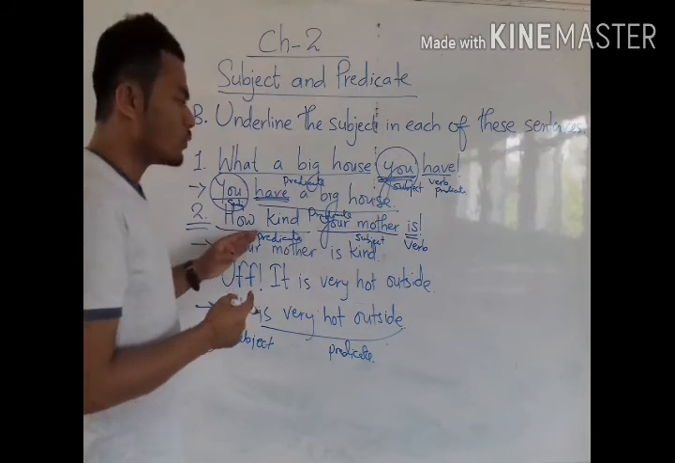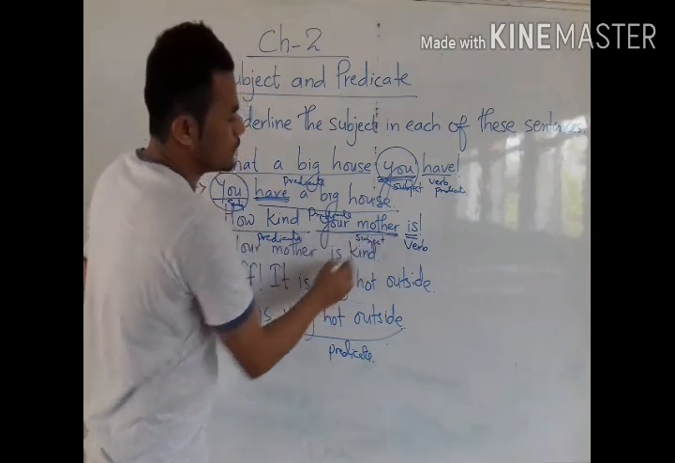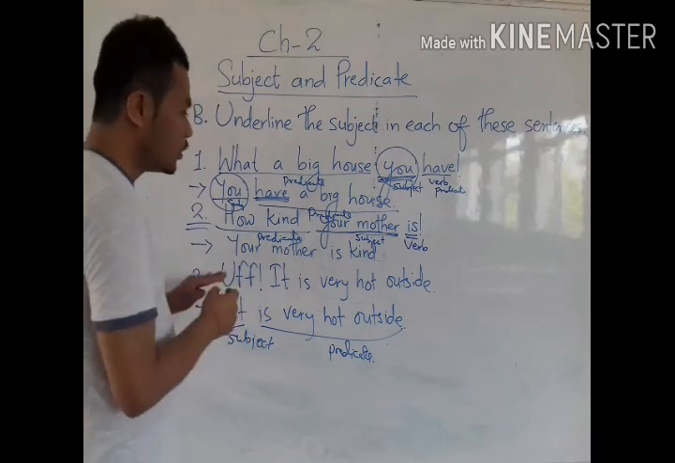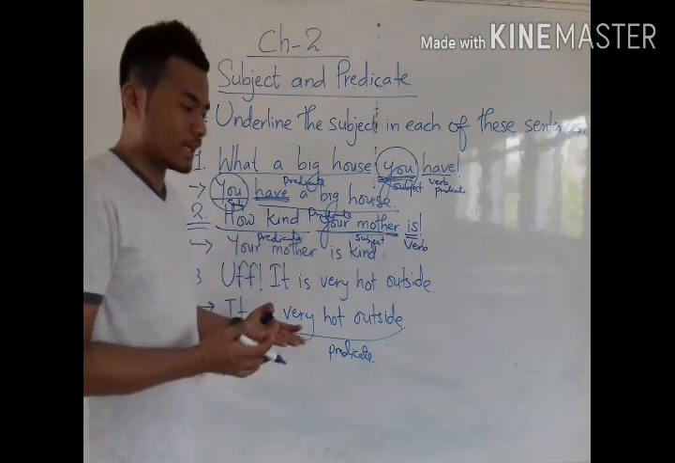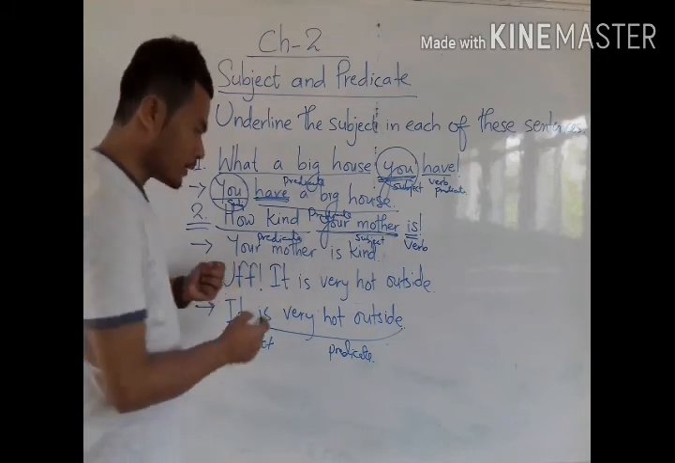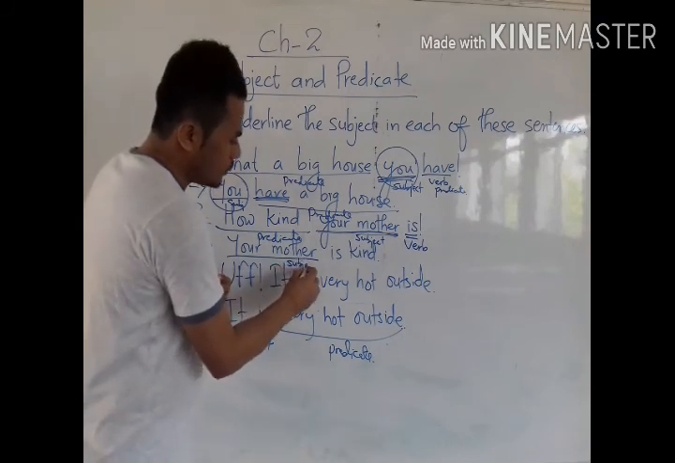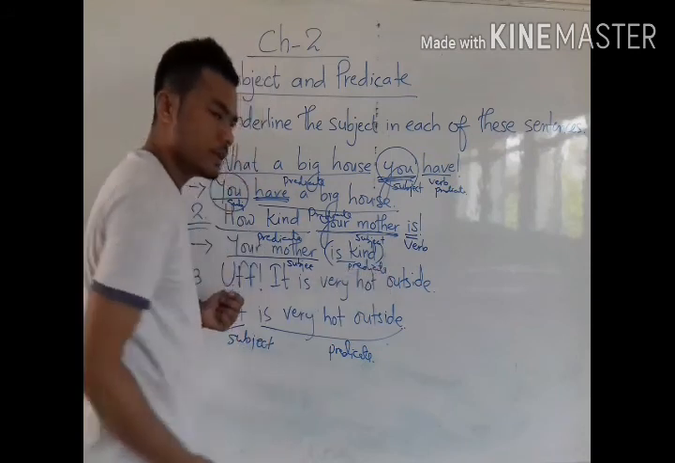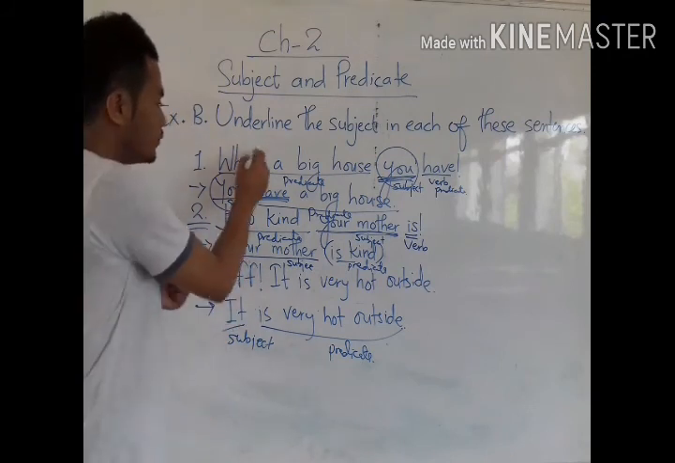Now see here, how kind your mother is. Here I have found your mother is the subject. Now let's see, is this correct or not? If you change this sentence into a statement, it will be your mother is kind. How kind your mother is means your mother is kind. So your mother is kind is an assertive sentence. This sentence tells us about your mother, so your mother is the subject here. And what is told about your mother? Is kind. This is the predicate.